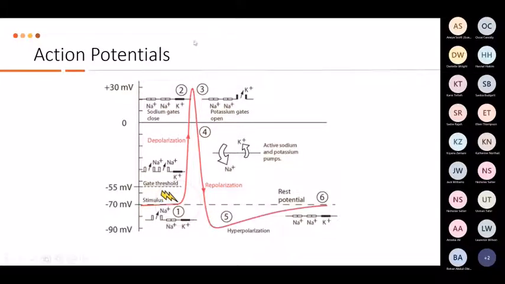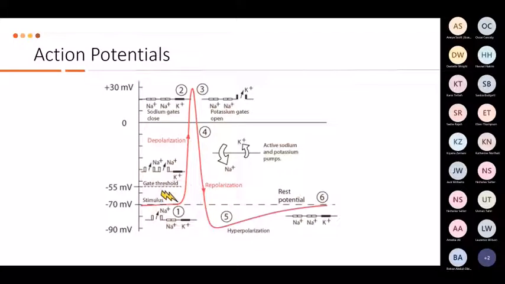Once it reaches about +30, these sodium channels close, and this triggers the voltage gated potassium channels to open and gets the potassium to go out of the cells. And this part is called repolarization. So it's trying to bring it back down to the resting potential. But what happens is it overshoots a little bit and goes down to -90 instead. And this is really important because it gives you a little gap to reset everything.